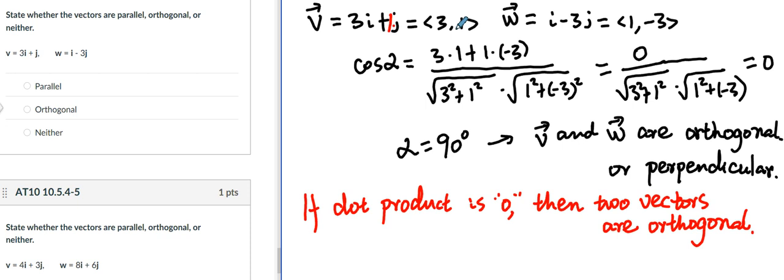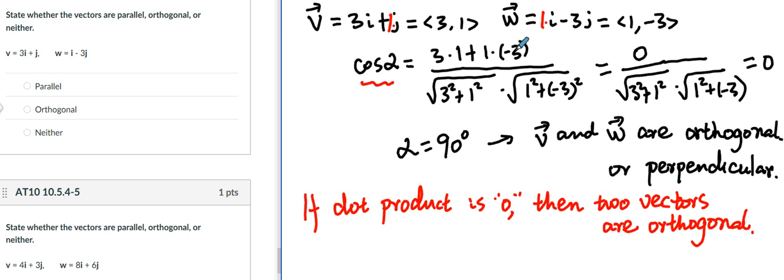In front of i is 3. Similarly, in front of i here is 1. So that's why you have (1, -3). Okay. Now we know cosine alpha, where alpha is the angle between two vectors, can be calculated in this way.